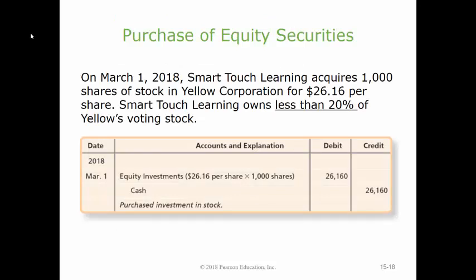Let's go on to using the cost method. So here we are going to do this for a company which owns less than 20% of the other company's stock that they are investing in. On March 1st, 2018, Smart Touch Learning is going to acquire 1,000 shares of stock in Yellow Corporation, and they're going to buy those shares for $26.16 per share. Well, since they own less than 20% of Yellow's voting stock, their outstanding common stock, they get to use the cost method and put this on the books as an equity investment for, as they call it, their basis, which is the amount that they paid initially to acquire those stocks.